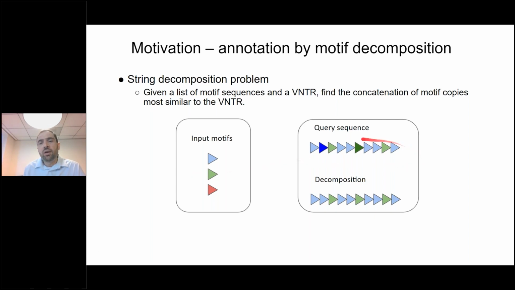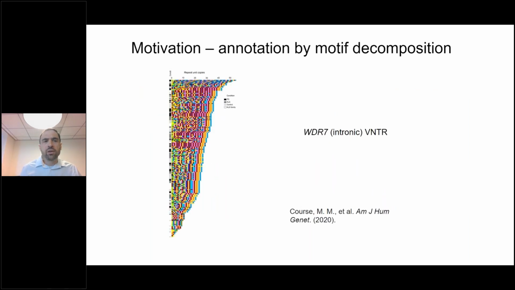And we want to be able to take a new query sequence that might have tandem repeat motifs that we haven't seen yet, illustrated by this darker blue and darker green. And we want to pick a set of motifs that represents the closest sequence that we can generate to this query sequence. And we're going to call that the motif decomposition of our tandem repeat.